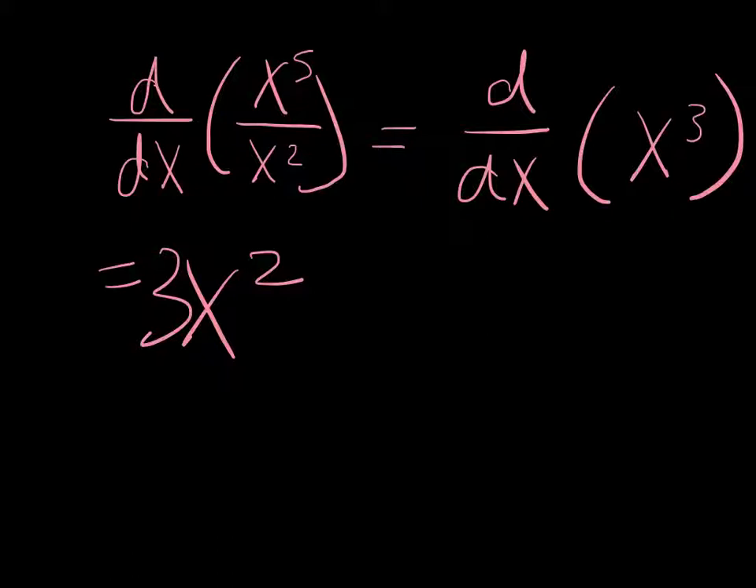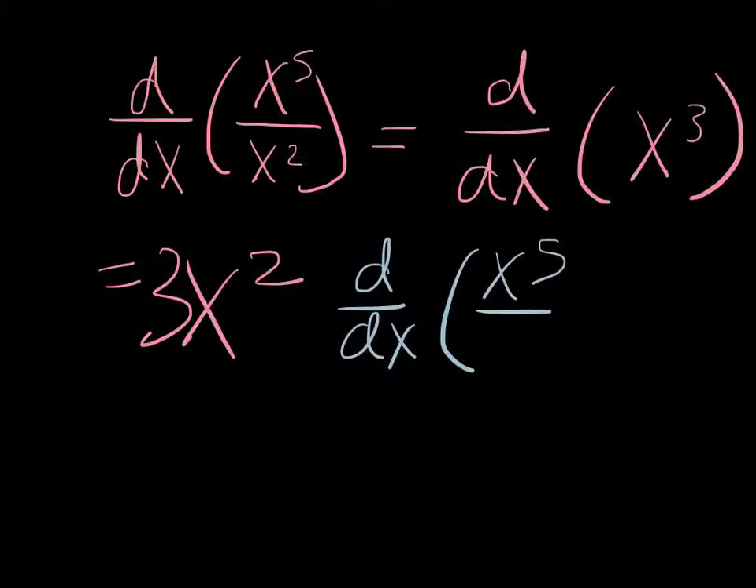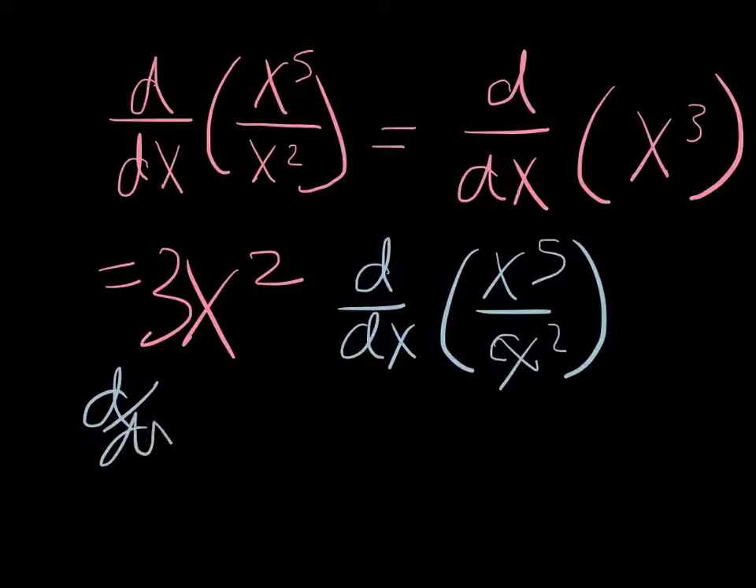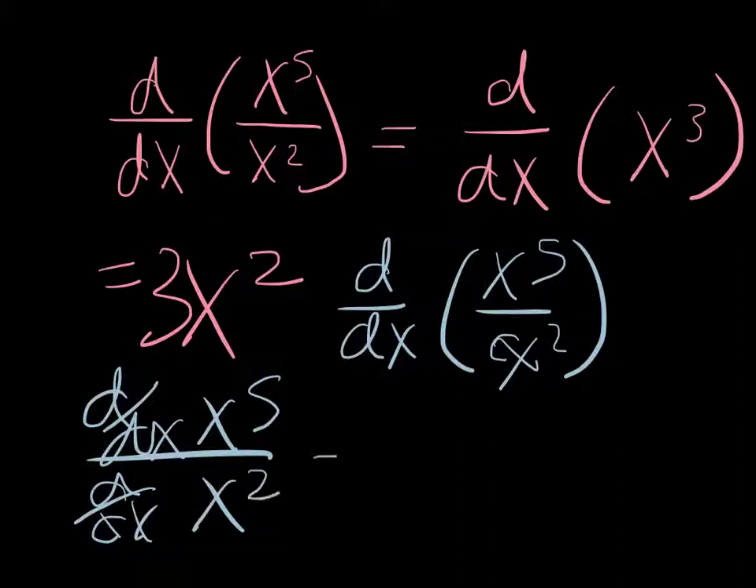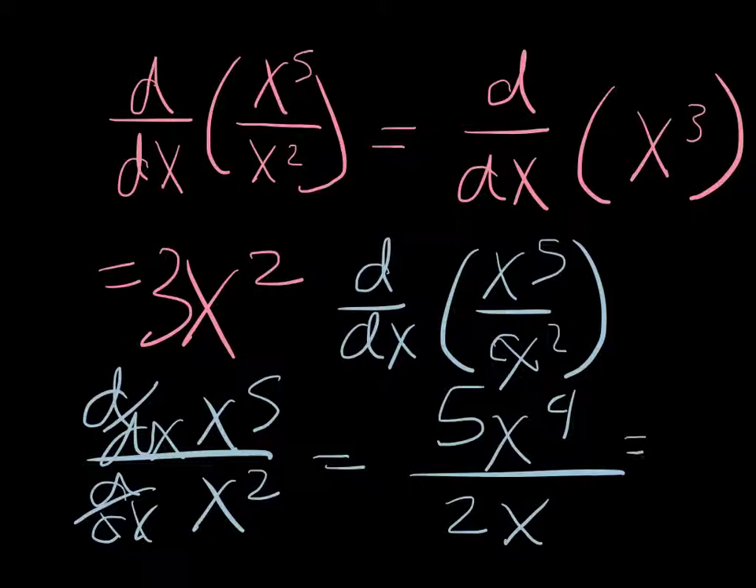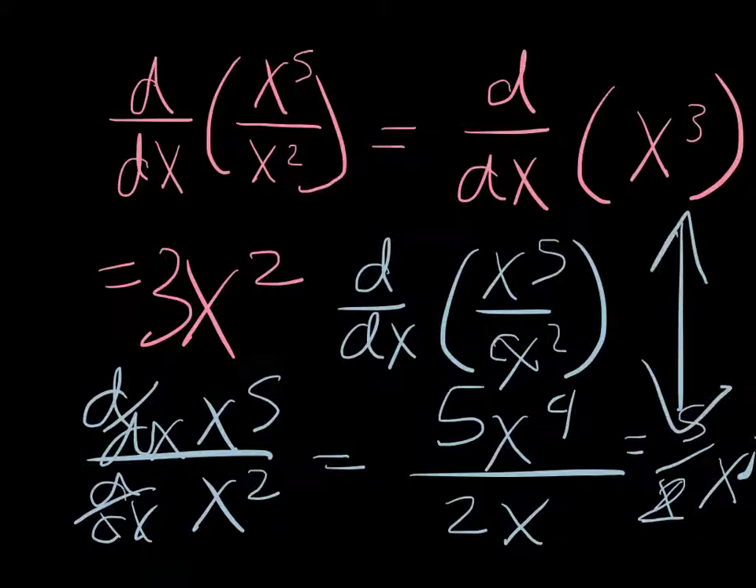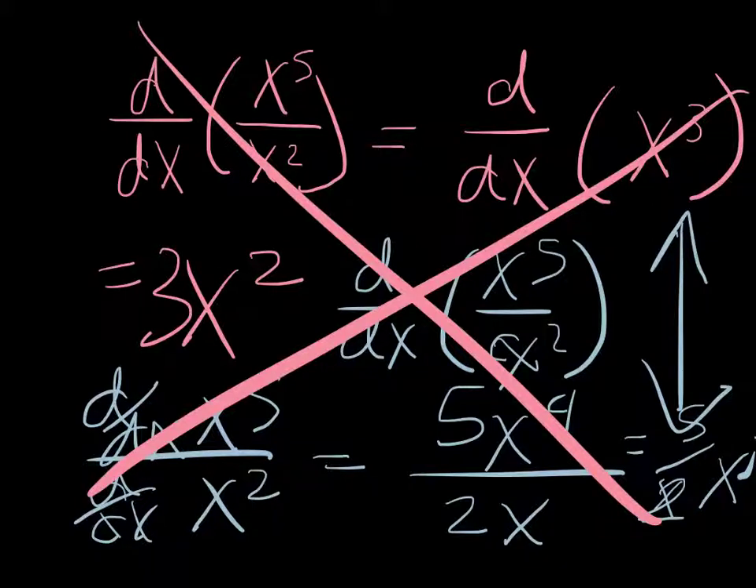However, if this is true, you would also be able to find the derivative of the top over the derivative of the bottom. So this would be the derivative of x to the fifth over the derivative of x cubed, which is 5x to the fourth over 2x, or 5 halves x cubed. These are not the same. Therefore, this does not work. We need a rule.